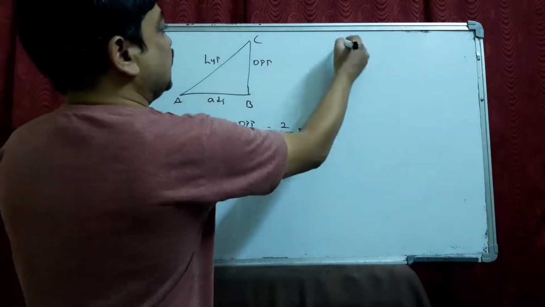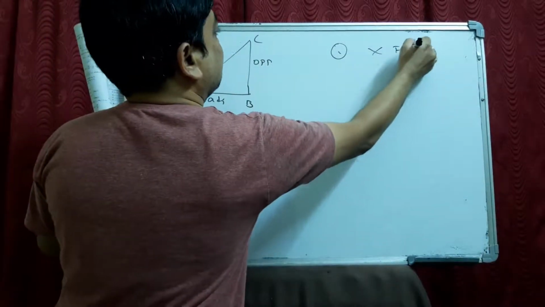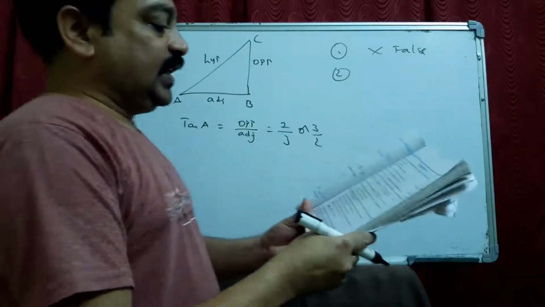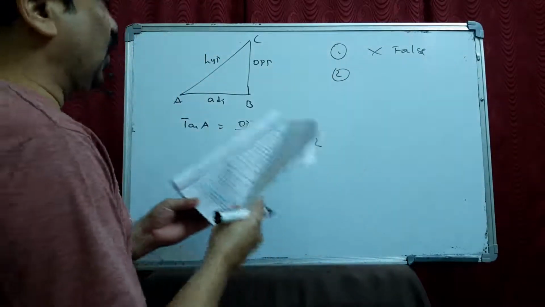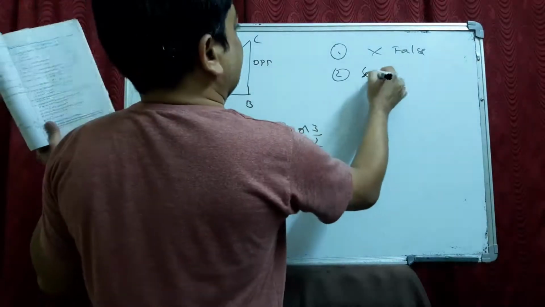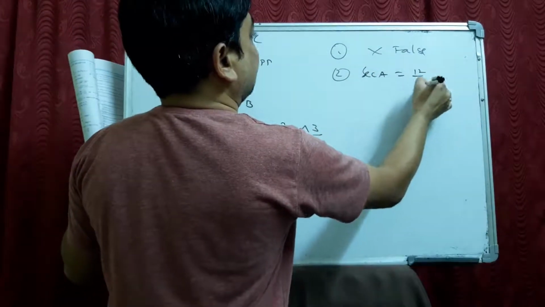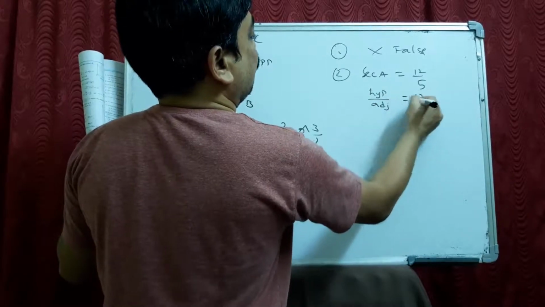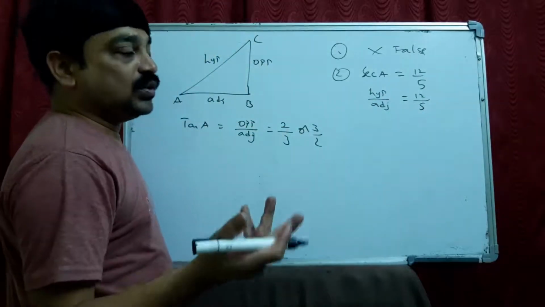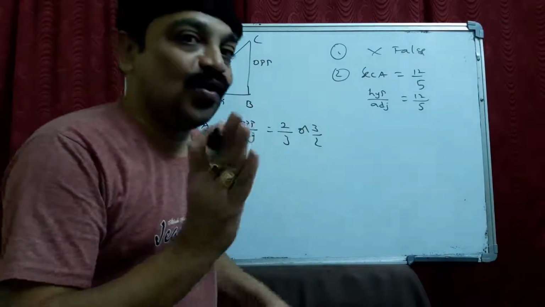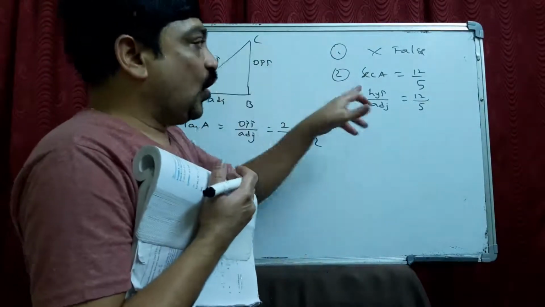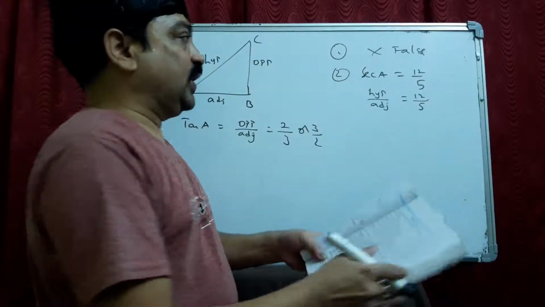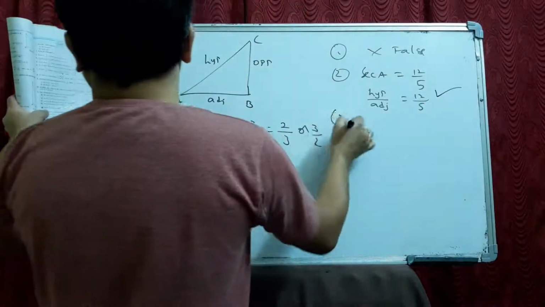So the first one is false. It can be more than 1 also. Secant A is equal to 12 by 5 for some angle A. Let us check. 12 by 5 means hypotenuse by adjacent. It is right. Why? It can be 5 by 12 also, no? No, it cannot be 5 by 12 because the hypotenuse should always be more than the adjacent side. So it is true here.